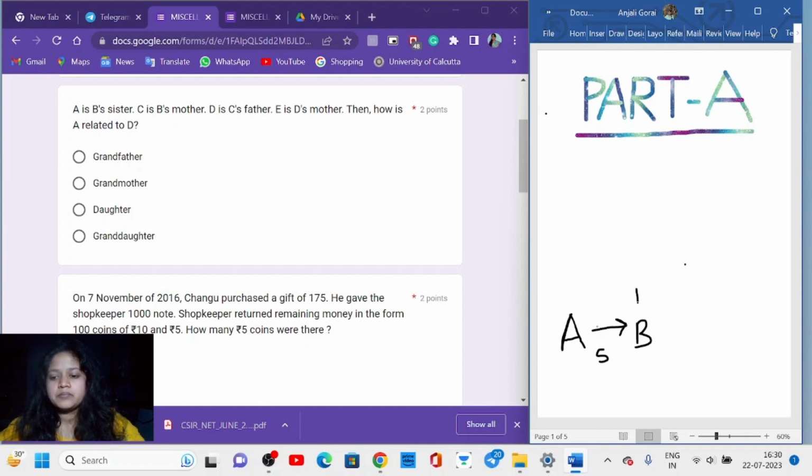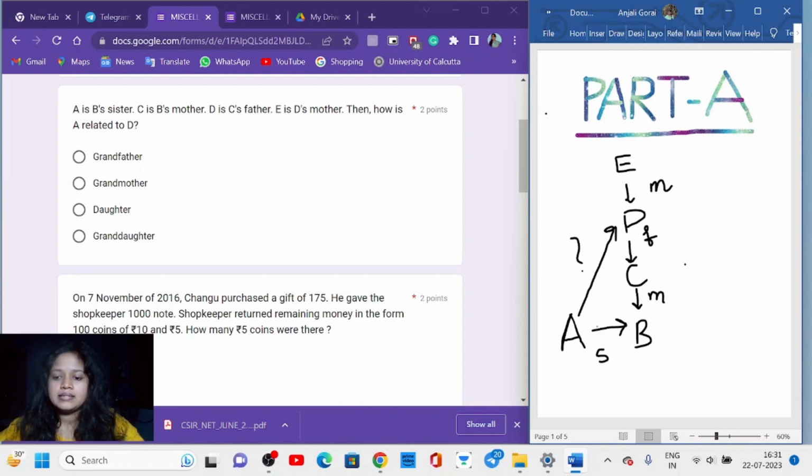Okay, now this portion shows that C is the mother of B and D is the father of C. So generally we can tell that D is the grandfather of B. In this question there is one more person, E, who is the mother of D. So now the question is how A is related to D.